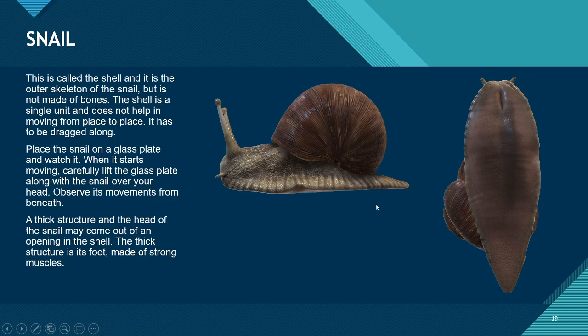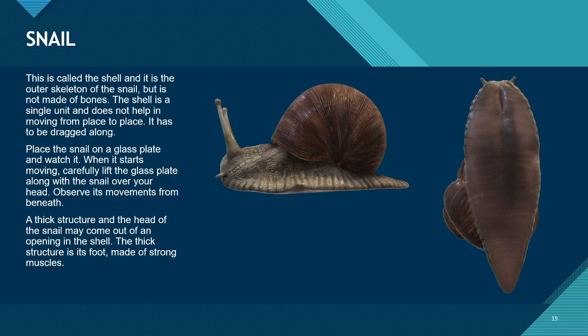Here you can see firstly the 3D figure of the snail. This is called the shell and it is the outer skeleton of the snail. Here you can see the outer skeleton of the snail, but it is not made up of bone. Okay, snail has no bone. The shell is a single unit and does not help in moving from place to place. This is only for the living purpose, not for the movement purpose. It has to be dragged along.